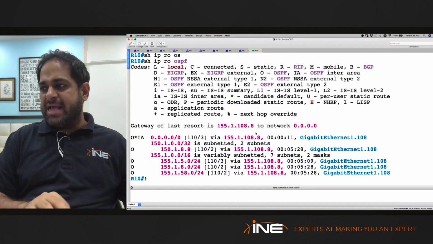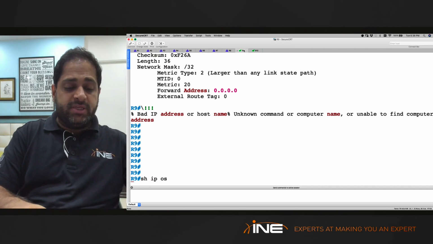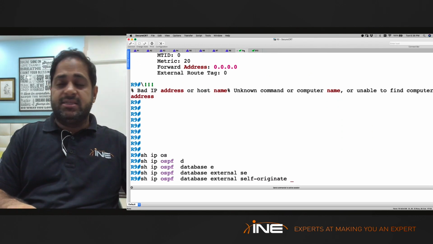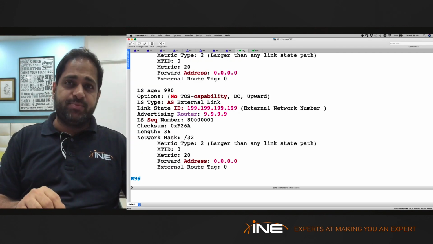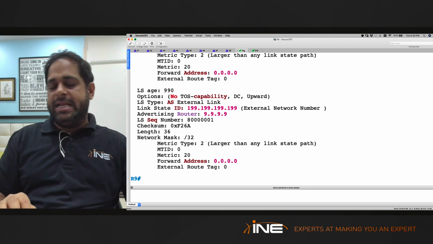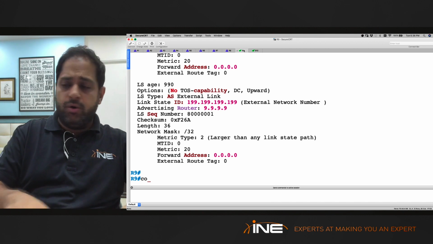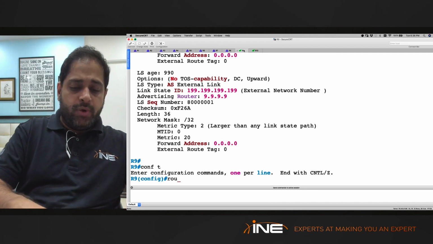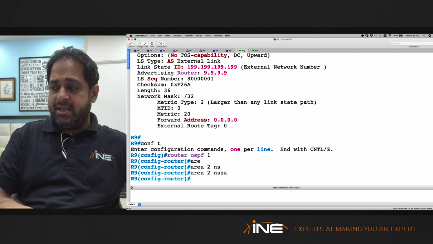So as of right now, R9, who is the ASBR, show IP OSPF database external self-originate, he is generating LSA5 at this point of time. 2 LSA5 updates, one for 99 prefix, one for 199. So now I will go to config T, router OSPF1 and say area 2 NSSA.